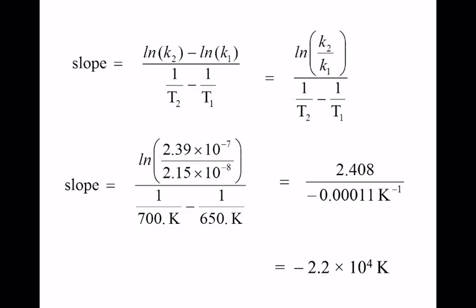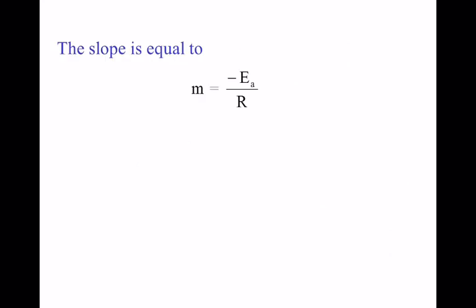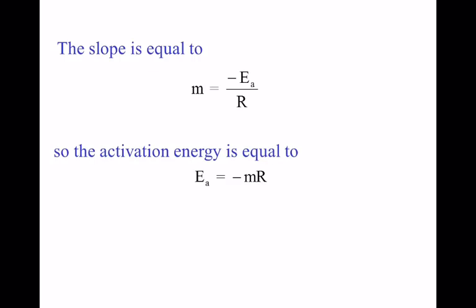So now we're finally going to do what we did before when we got a slope to knock out the activation energy. Like I said, this is really easy to make a mistake here. The slope on an Arrhenius plot is equal to negative activation energy over R. Kind of flatten it out. Activation energy is equal to negative mR. And we're ready to plug in our slope.